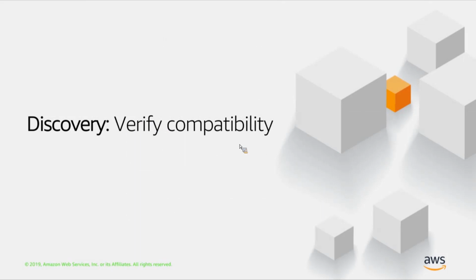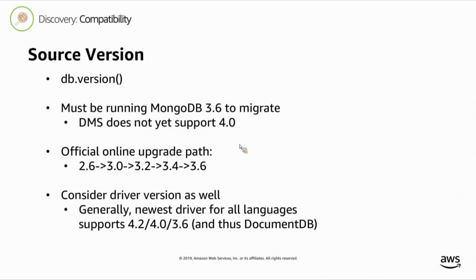So when we're thinking about verifying compatibility with DocumentDB, of course, first we need to think about the version that we're coming from. And you can run a command like db version to reveal what version you're running. So DocumentDB is compatible with the MongoDB 3.6 API.